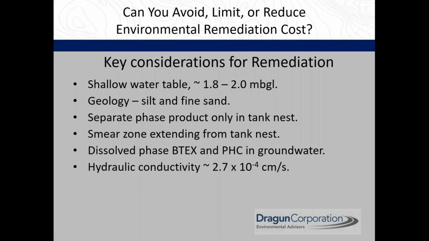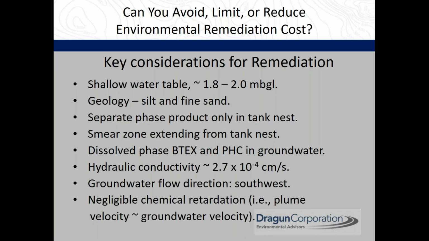We did some in-well slug tests, single well permeability tests, and determined the hydraulic conductivity. We could then use that information to determine the groundwater velocity. And we also knew what the flow direction was, and we also looked at potential for chemical retardation. We made the assumption that the plume velocity and groundwater velocity would sync.